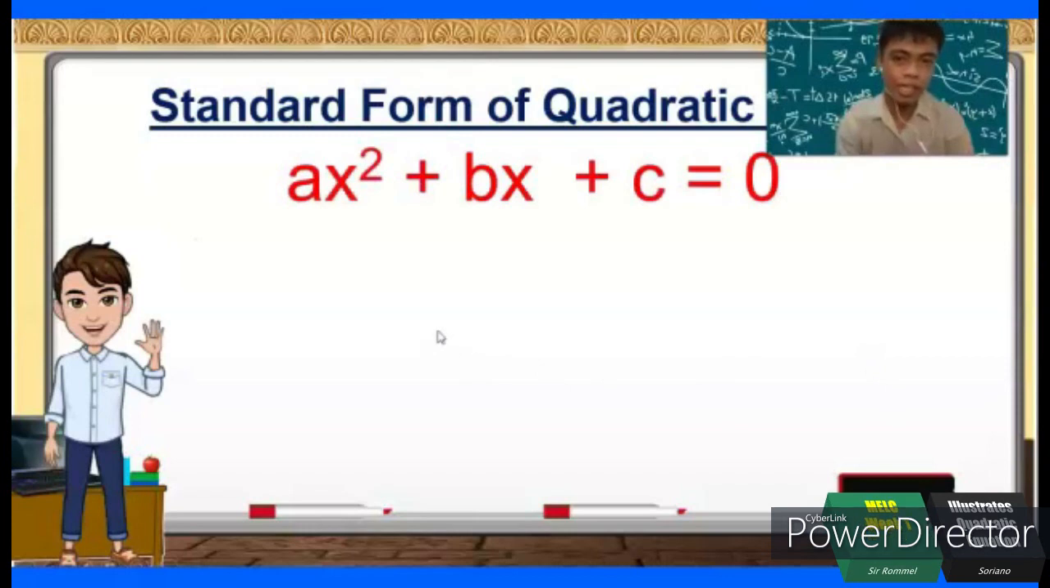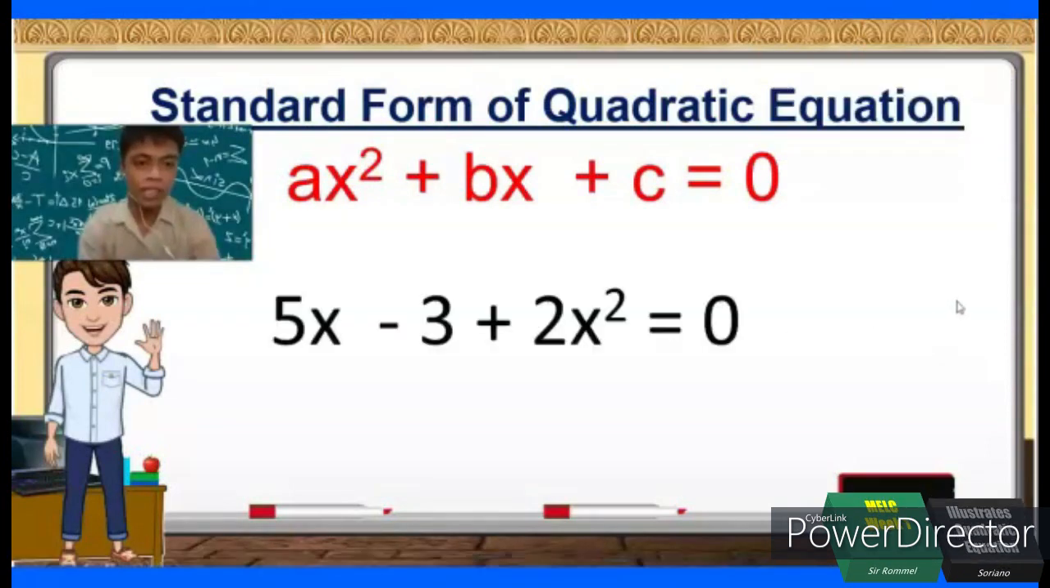Yan. So alam naman natin ang standard form, ax squared plus bx plus c is equal to 0. So kailangan lagi mauuna ang quadratic term, followed by linear term, and followed by the constant term. Then equate natin into 0. So ngayon, yung question natin sa jackpot question, 5x minus 3 plus 2x squared is equal to 0. Kung na-observe nyo, hindi siya nakaayos sa standard form. So, kailangan aayusin natin muna.